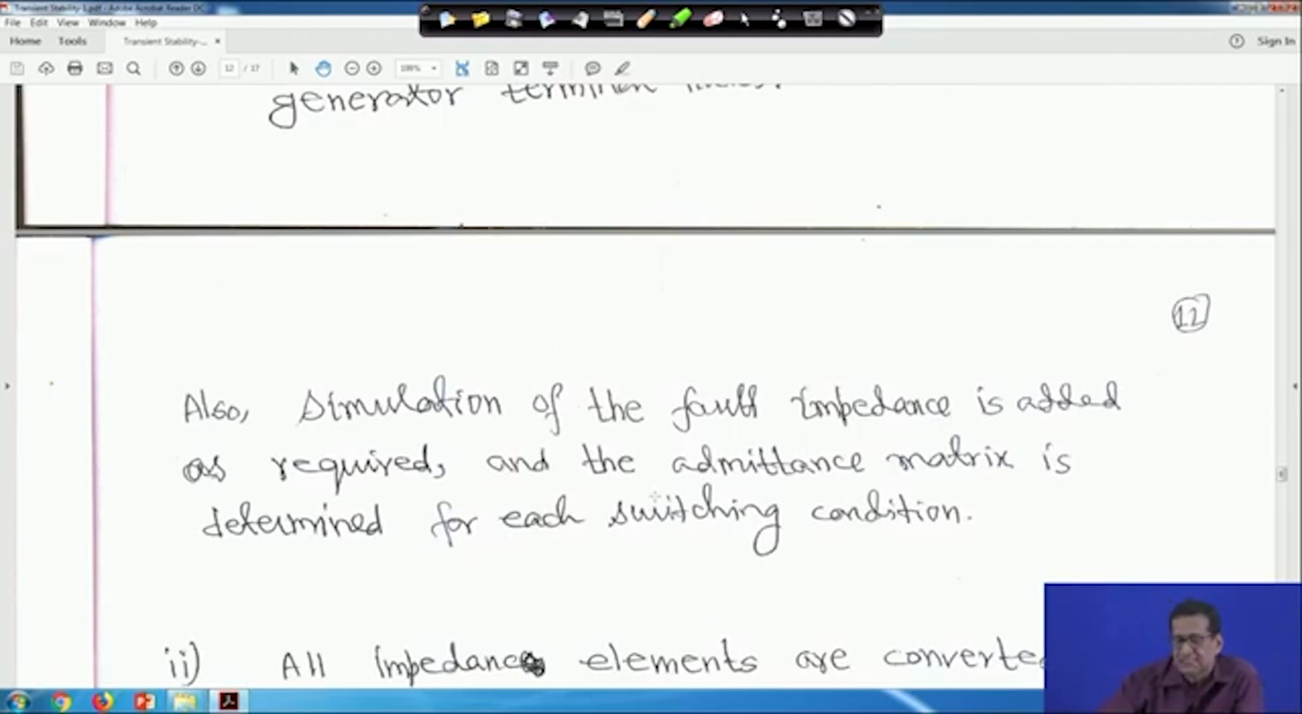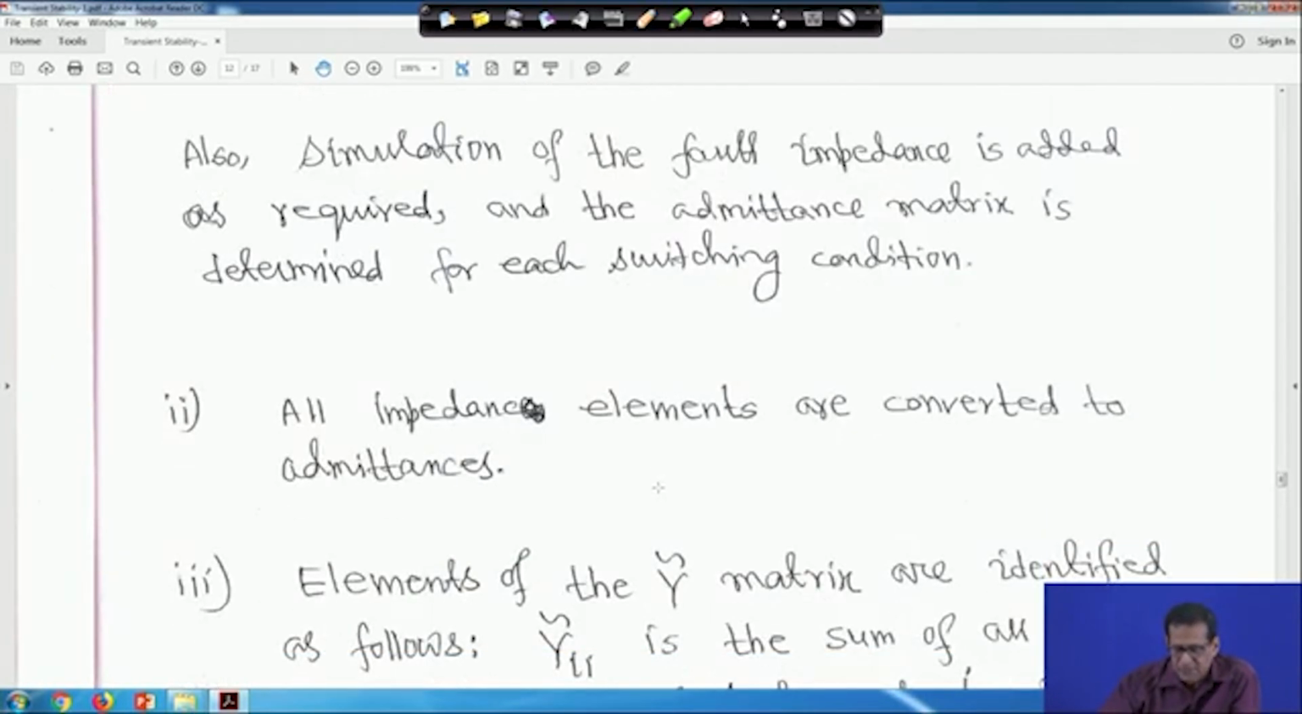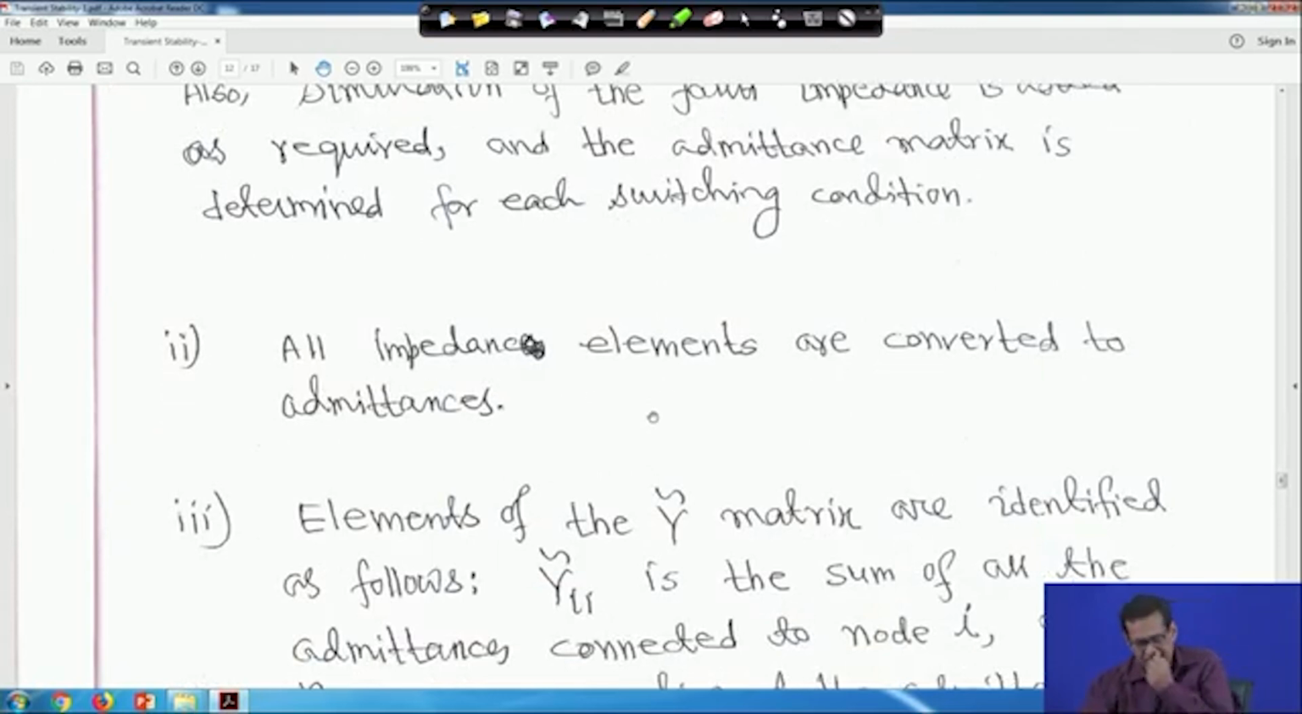Also, the simulation of the fault impedance is added as required and the admittance matrix is determined for each switching condition, right. Now, number 2 is that all impedance elements are converted to admittances, because we have to compute the Y matrix, that is why we have to make it in terms of admittances, right.